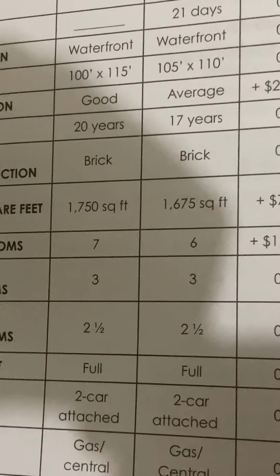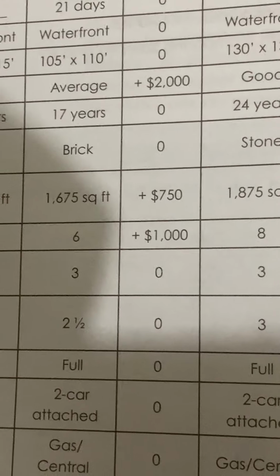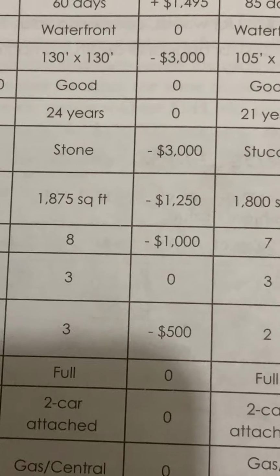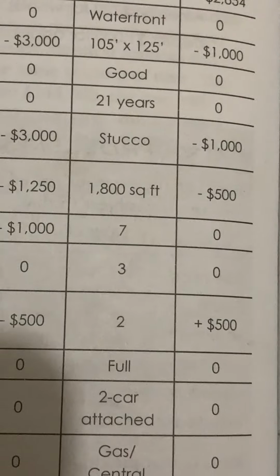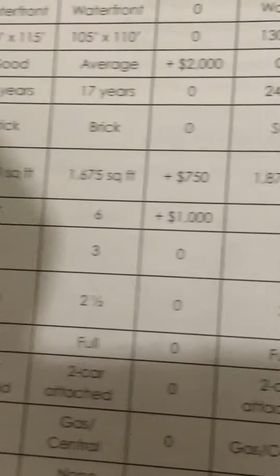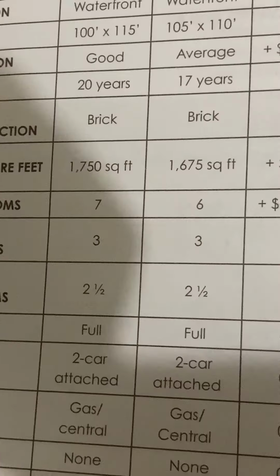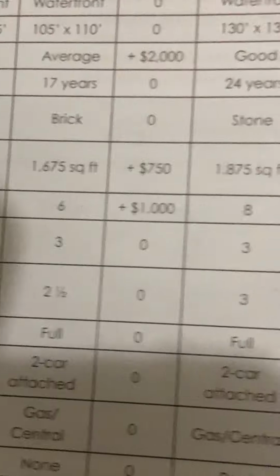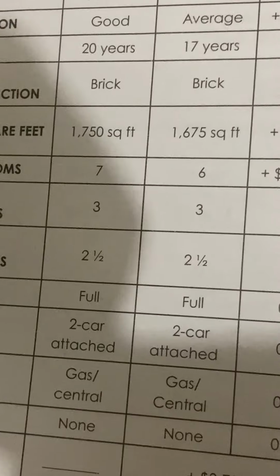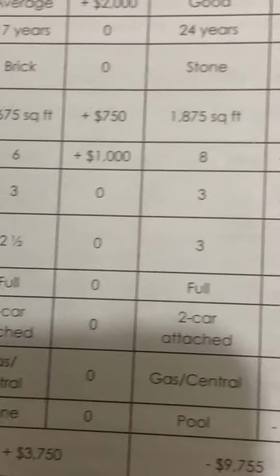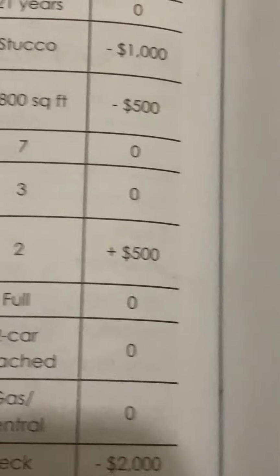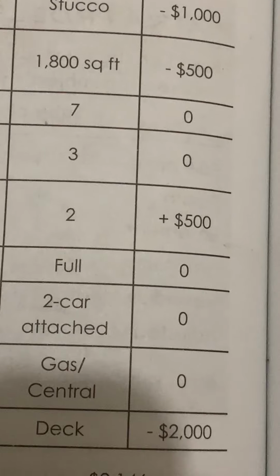Total rooms. The subject has 7 rooms. Comp 1 has 6 rooms, so make a $1,000 upward adjustment. Comp 2 has 8 rooms, so make a $1,000 downward adjustment. And Comp 3 has 7 rooms, so it's a wash. Total bedrooms. The subject has 3. Comp 1 has 3. All of them have 3, so it's a wash. Total bathrooms. The subject has 2.5. Comp 1 has 2.5, so it's equal. Comp 2 has 3, so make a $500 downward adjustment. And Comp 3 has 2 full baths, so make a $500 upward adjustment.